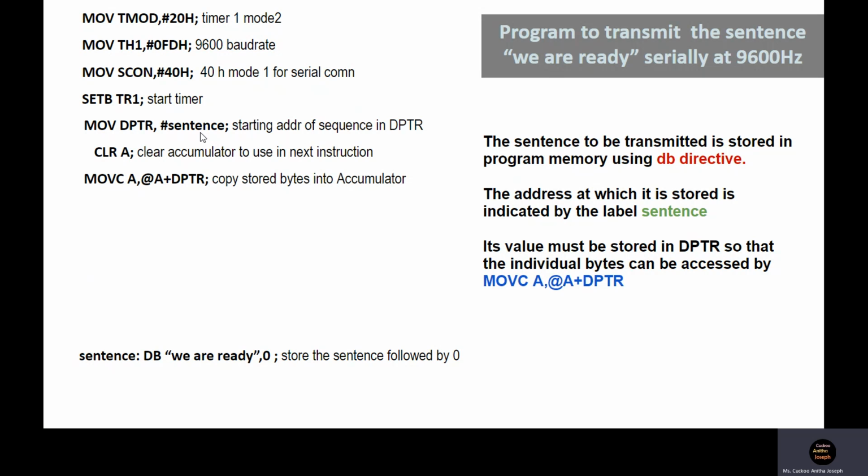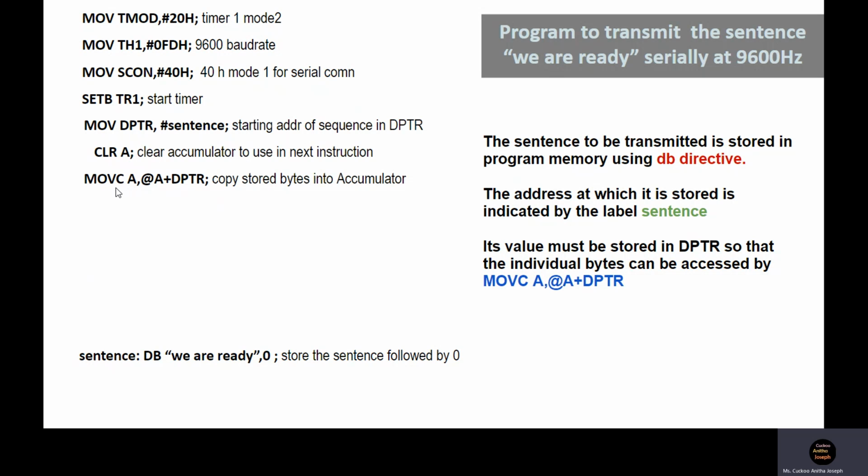Now after executing this instruction, the data pointer contains the starting address of our sequence. And the accumulator should be cleared so that when we use it in the next instruction, A plus DPTR should point to the value we have intended. If the accumulator contains some value and the data pointer contains the starting address, then their sum will point to some other value. So the accumulator should be cleared. CLR A will make the content of the accumulator 0 so that A plus DPTR will point to the first location of our data.